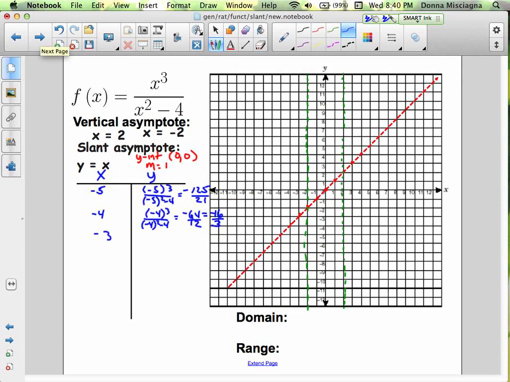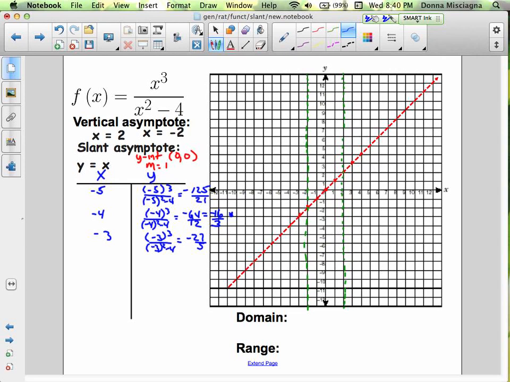And then -3 would be -3 cubed divided by -3 squared minus 4. That would be -27. That'd be 9 minus 4, so that'd be 5. All right, and so that's -5 2/5. So that's actually a little bit more. So of these three, the smallest point is the -16/3, because a third is less than 2/5. A third is 0.33, 2/5 is 0.4. So it's just a little bit. It's the smallest.